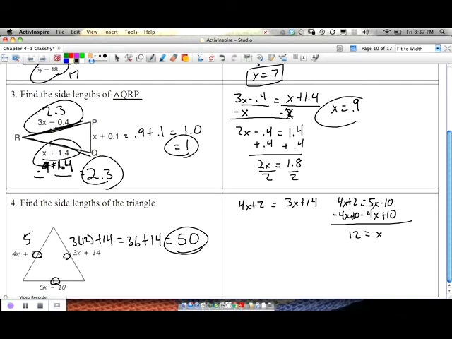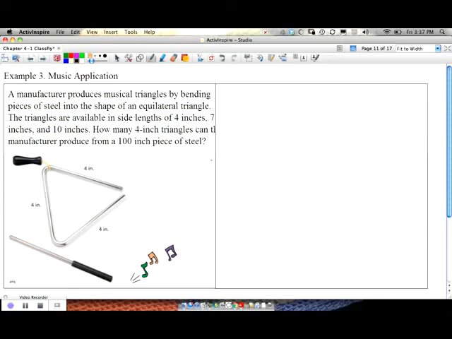Let's keep working our way through these here. Alright, lots of details in this one, but you got to realize that you don't really need everything. You just need the important stuff. Okay, a manufacturer produces musical triangles like this one by bending pieces of steel into the shape of an equilateral triangle. The triangles are available in side lengths of 4 inches, 7 inches, and 10 inches. How many 4-inch triangles can the manufacturer produce from a 100-inch piece of steel?